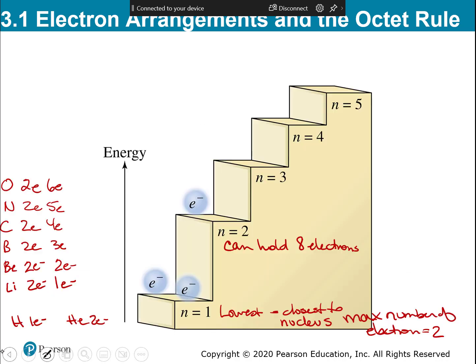Fluorine is 2 and 7. And then we get all the way over to the far one. The last one is neon, and that one has 2 and 8. So as you go across, the number of electrons increases 1 by 1 with the atomic number. That's all that will fit in the second energy level, is 8.